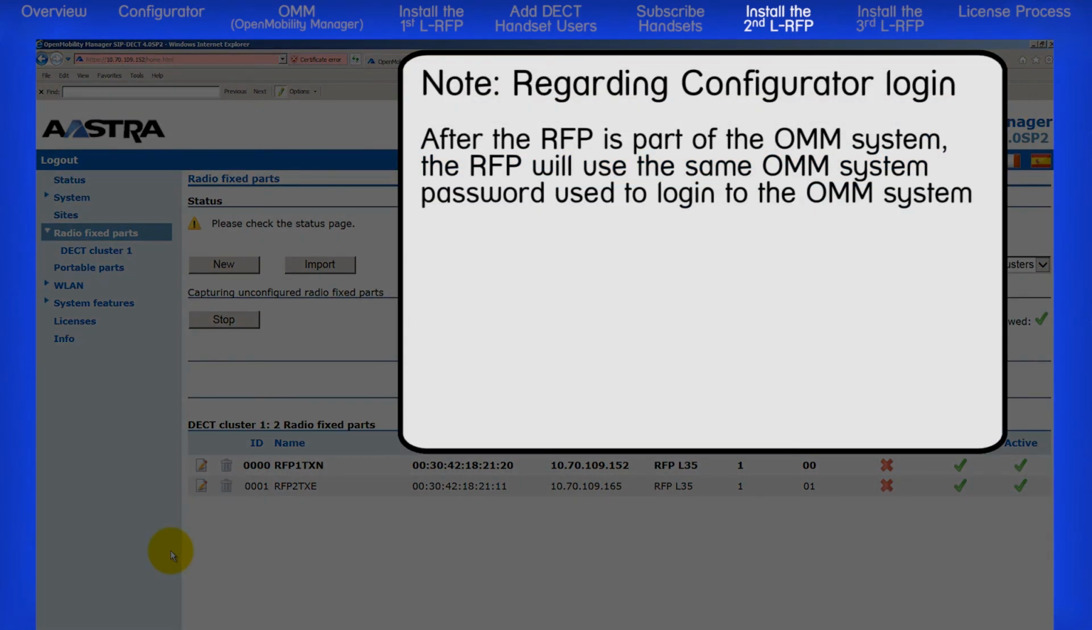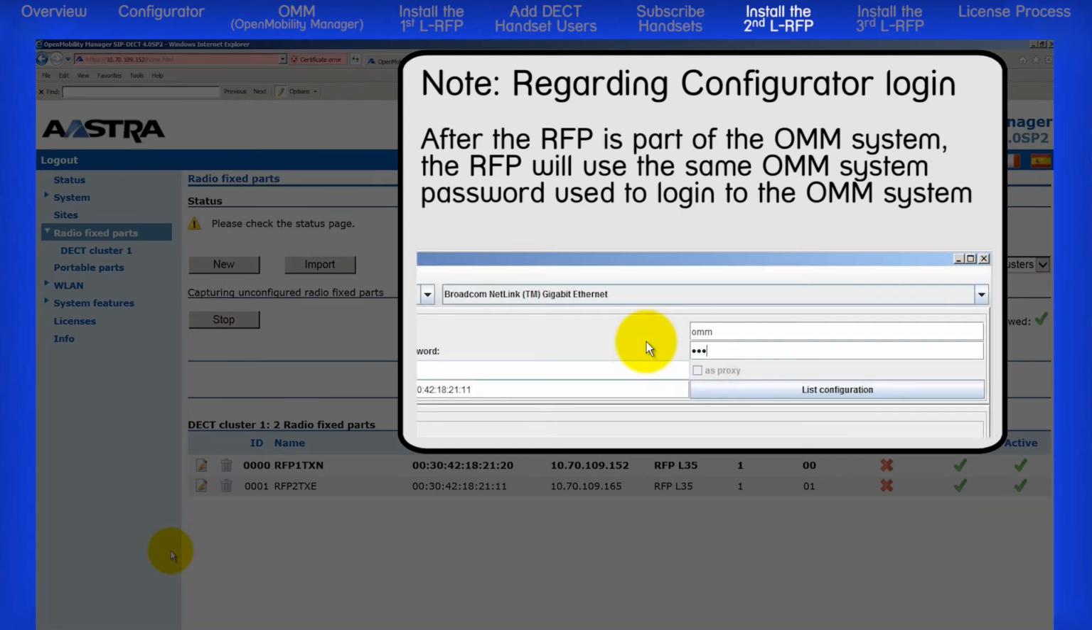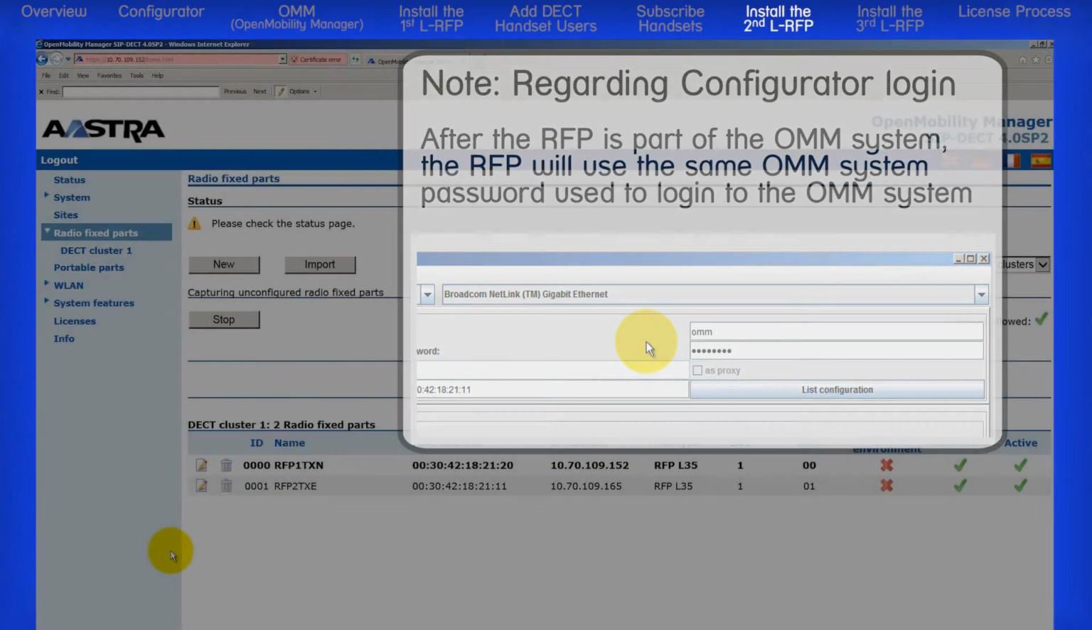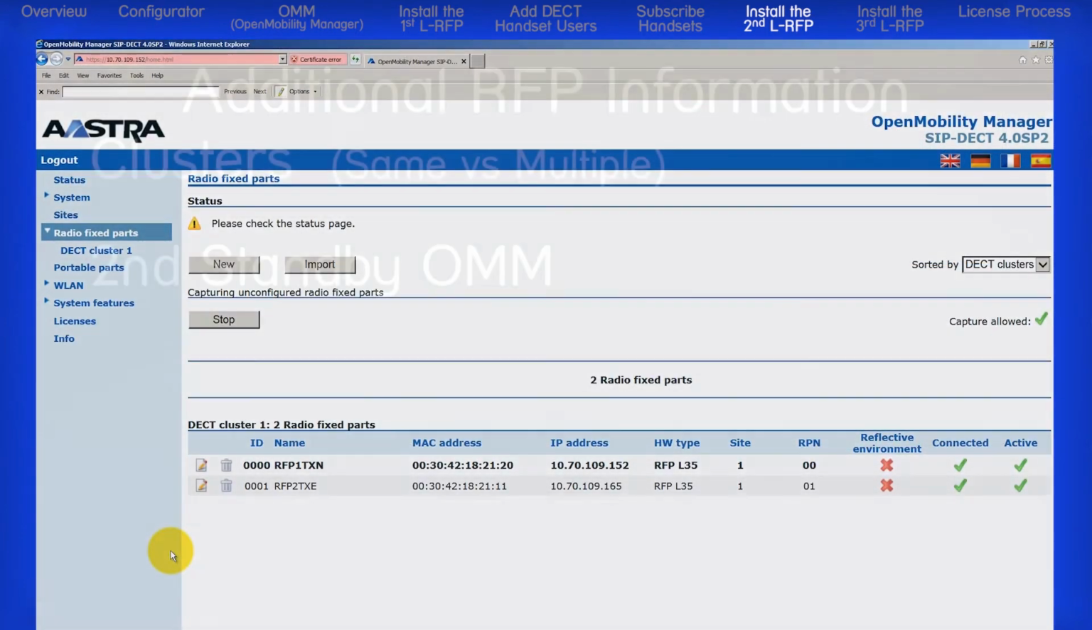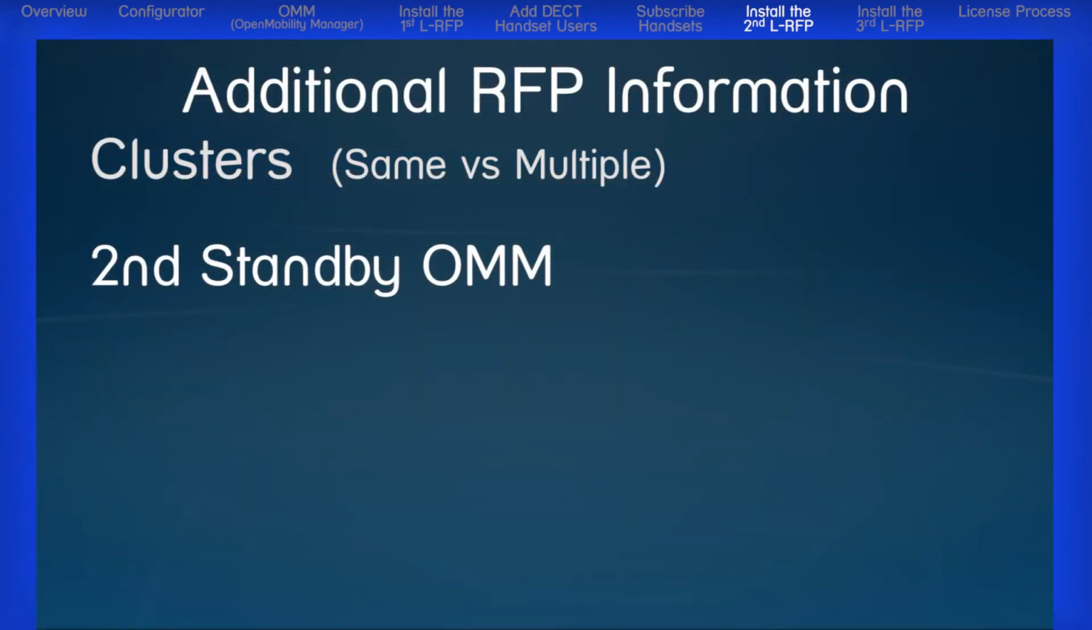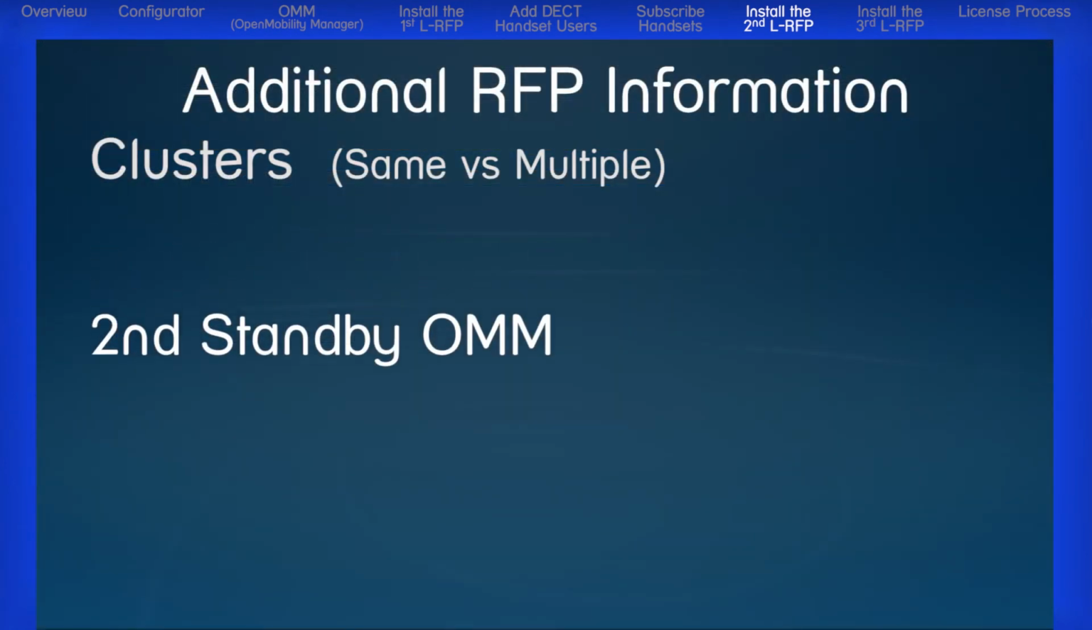As an additional note, once the new RFP becomes part of your system, the RFP's password is updated to your system password. For my example, it was OMM, the default. Now it's the system password which I created, which is DECT2134. So if we go back to the configurator to edit this RFP, we will need to use the system password from now on.